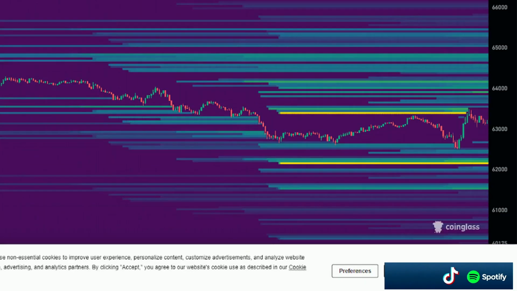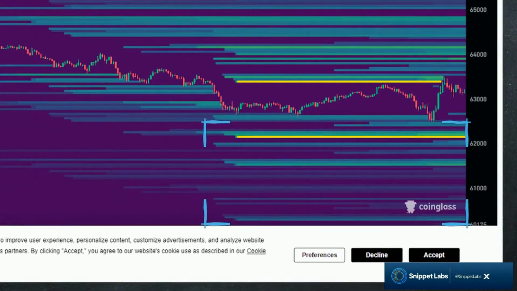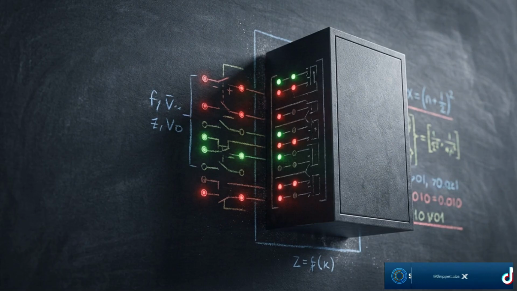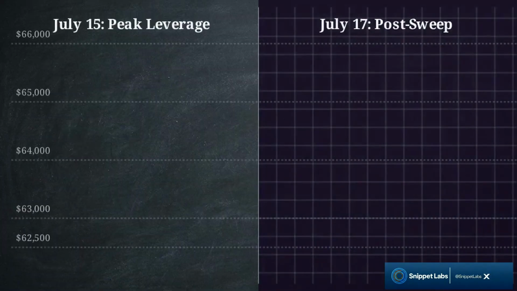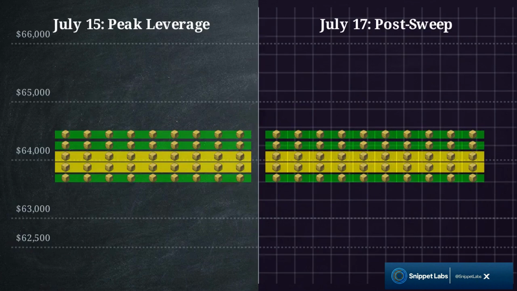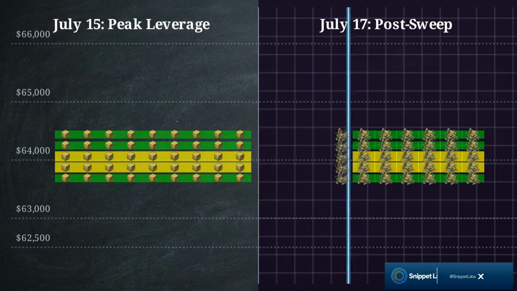Once the liquidity pools are entirely swept, the structure resets. The chart shows the price action immediately flattening and stabilizing within the empty dark space where the leverage bands used to reside. This drop was the blind, mechanical execution of stacked vulnerabilities clearing themselves out, operating independently of retail sentiment or external news. Compare the peak leverage accumulation from July 15th on the left to the post-sweep reality on the right.